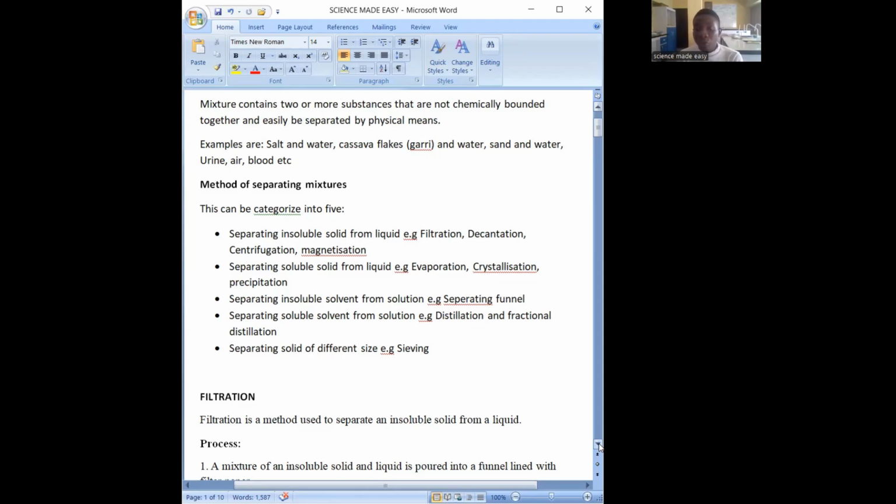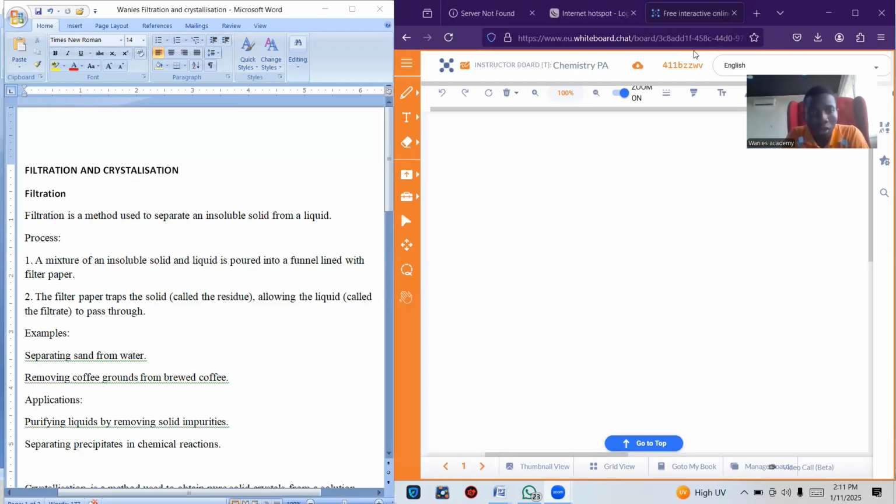Now, the first method is filtration. Filtration is part of the separation techniques, part of the separation of mixtures. I know we would normally have heard about filtration and crystallization before. This might not be the first time of hearing that, and these are things we practice daily in our daily activities. So when you hear the word filtration, what first comes to your mind? Filtration is the method used to separate an insoluble solid from a liquid.